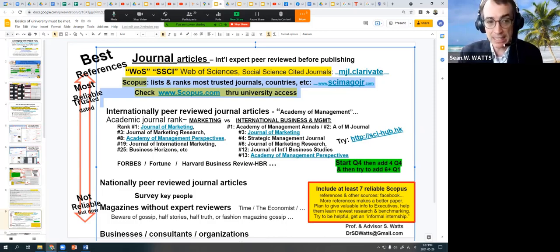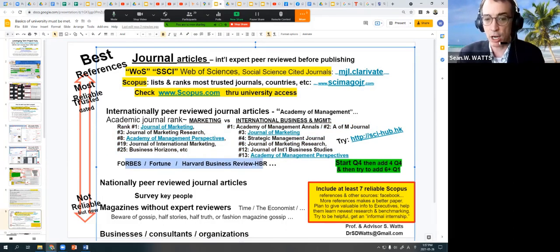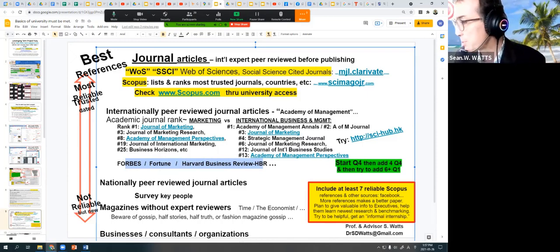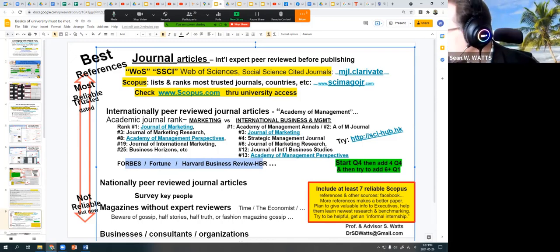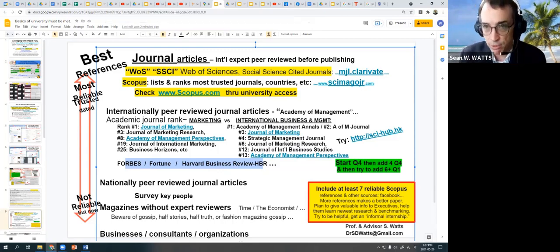And all of these are inside both Scopus and Web of Science. These are the best of the best. So that's what we're talking about here: Forbes, Fortune, and Harvard Business Review. Maybe I will ask a question about this. Gregoire, what is the difference or the significance of Forbes, Fortune, and Harvard Business Review?